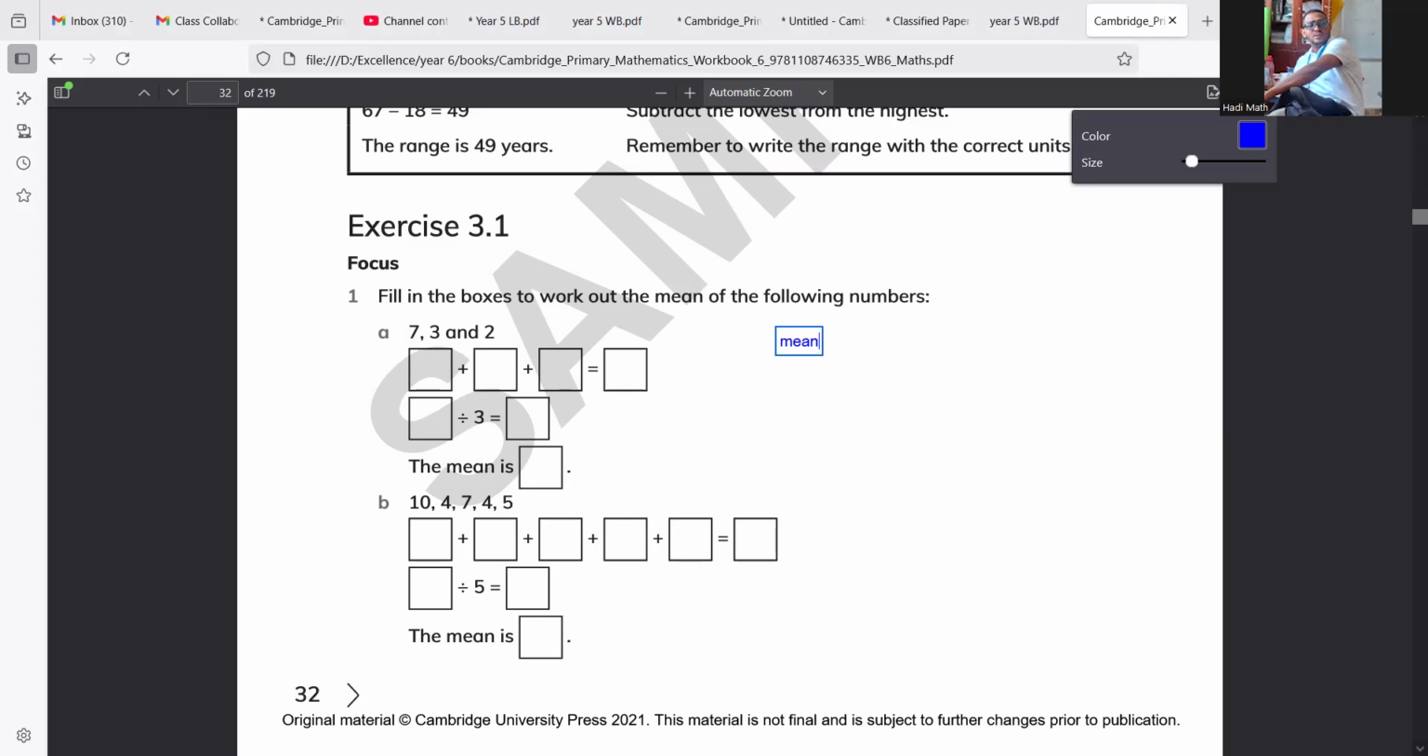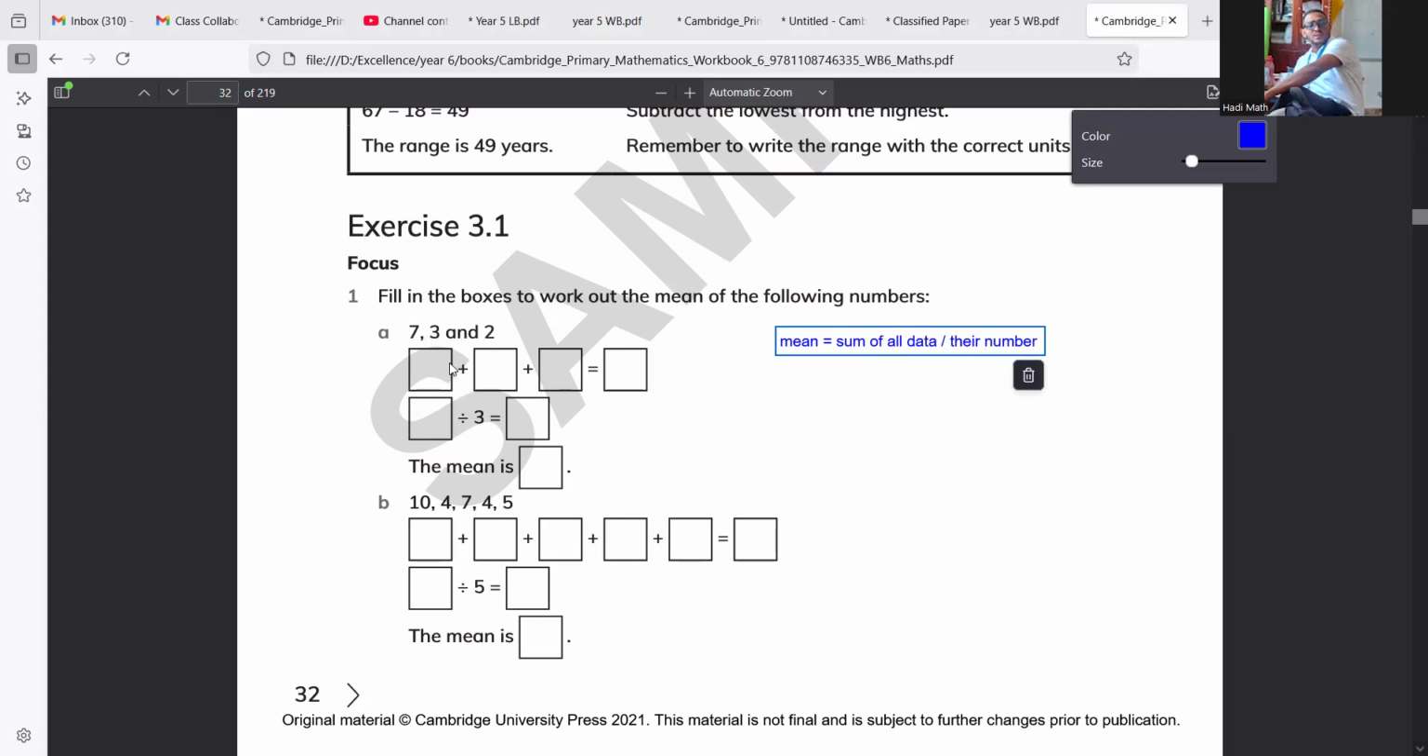Mean is equal to the sum of all data divided by their number. Like regarding this one, 3, 7, 3, and 2. They ask you to find the mean.